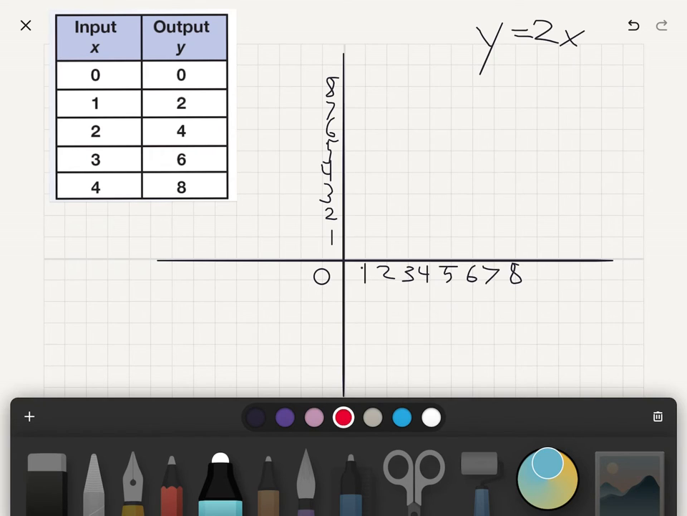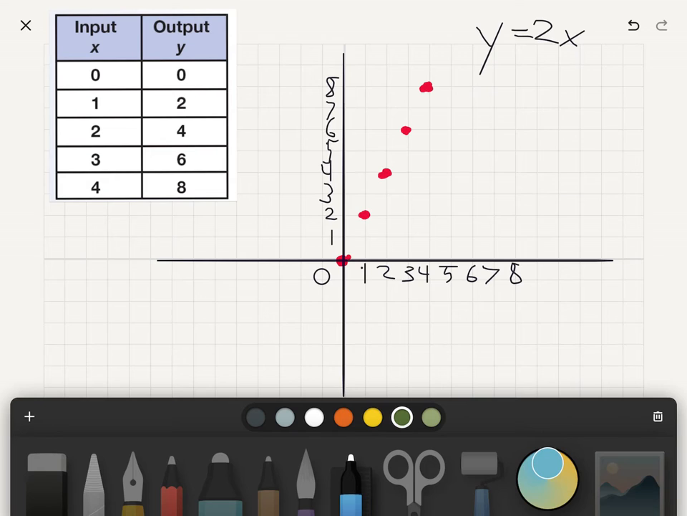Okay, so let's plot these coordinates. So we've got 0, 0, the origin, as mentioned, as blurted, and then 1, 2. Okay, then 2, 4. It's a very steep graph. And 3, 6. And then 4, 8.